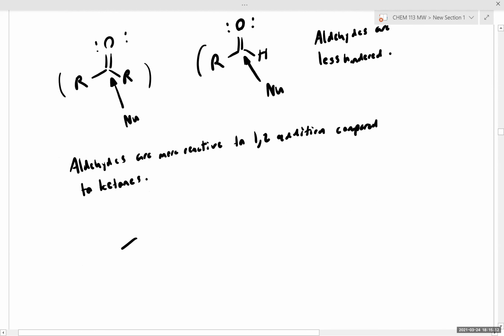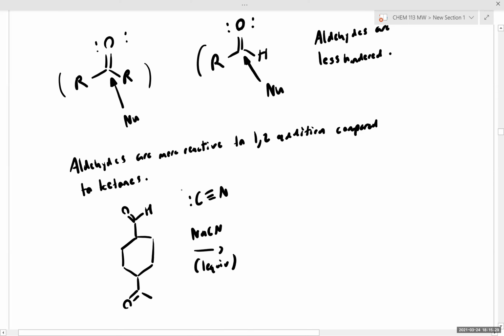So for example, let's use an example where you have an aldehyde on one side, a ketone on the other, and you treat with sodium cyanide, one equivalent. Where will the cyanide anion preferentially attack? If there's a choice in the matter, where would it attack?